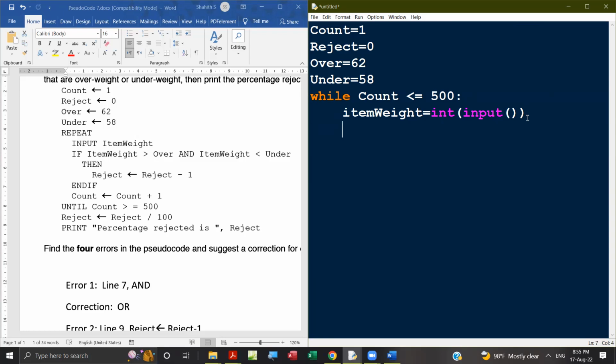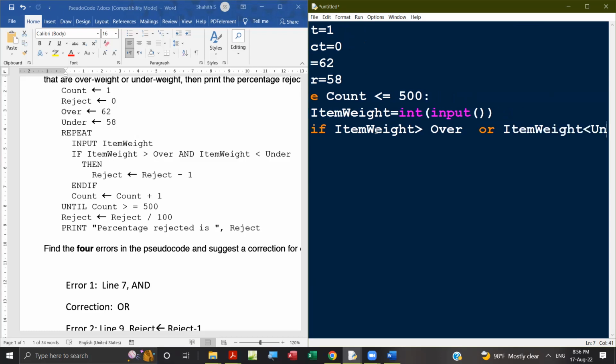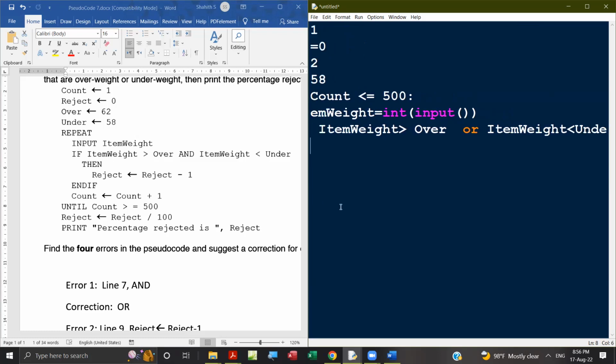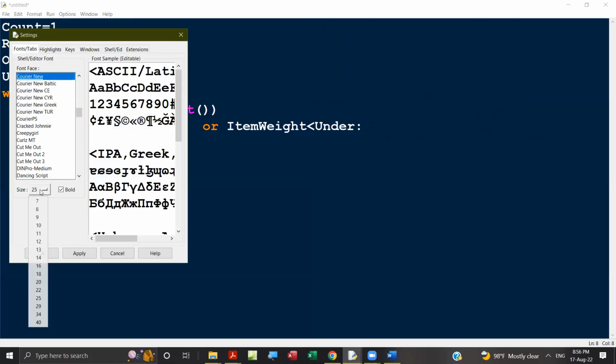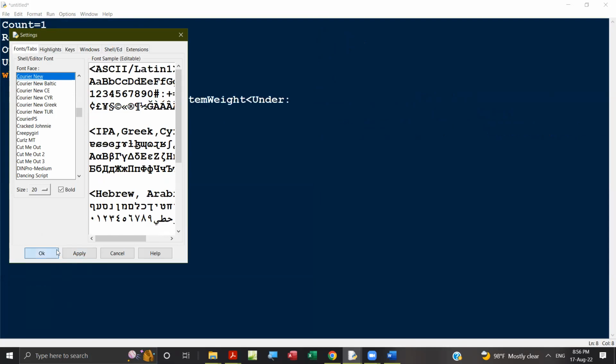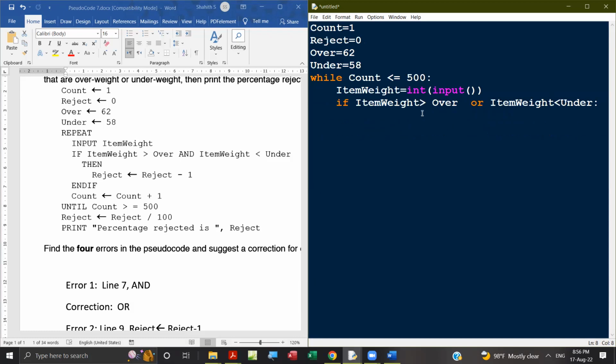Fine. Next, the condition. If item weight greater than over, or item weight less than under. Here it is or; keywords are all small letters. Then what we need to do: if item weight greater than over or item weight less than under, reject is equal to reject plus one.